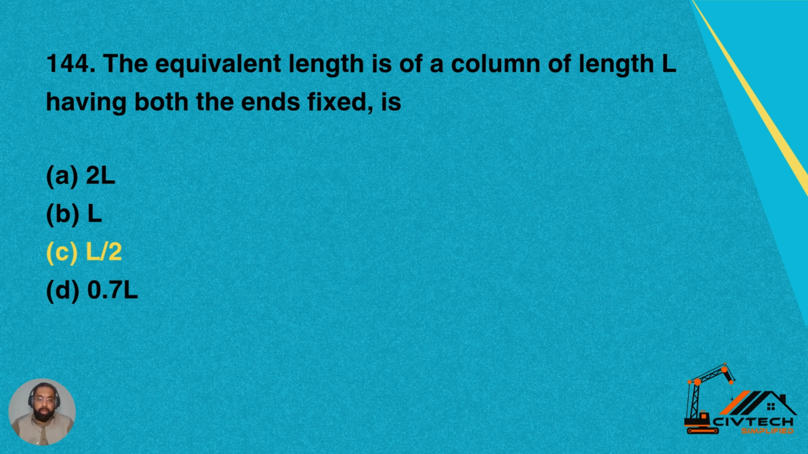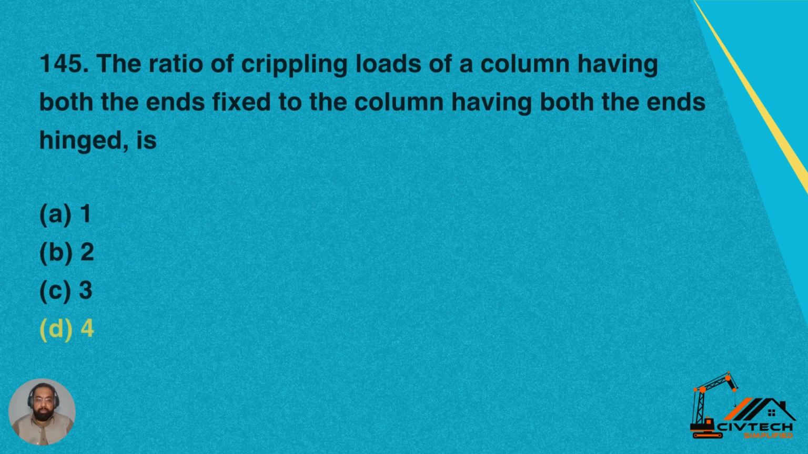144. The equivalent length of a column of length L having both ends fixed is L by 2. C is the correct answer.